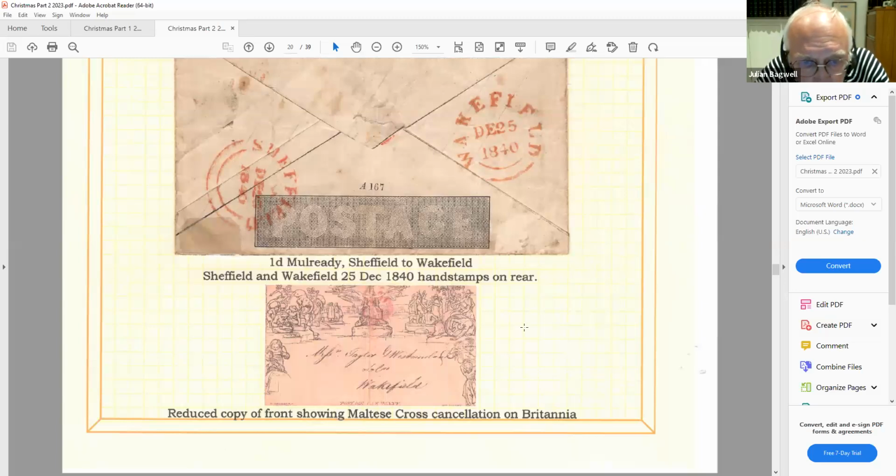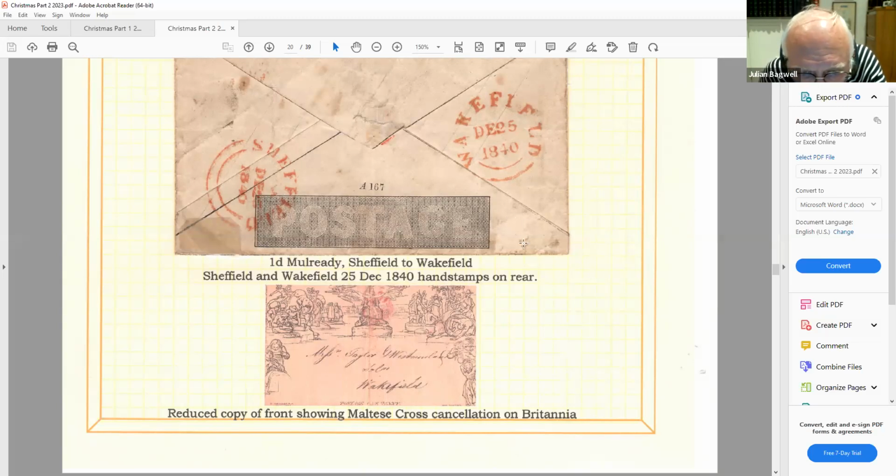Rowland Hill believed that mulberries would be much more popular than adhesive stamps, and he was proved very wrong on that. The cancellation, I'm afraid my scanner hasn't picked up very well. But to cancel a mulberry, you applied a Maltese cross on the figure here, and then you put postmarks on the back to denote dispatch and receipt. And this is quite a rare item. They're quite hard to find with the Christmas Day cancels on them.